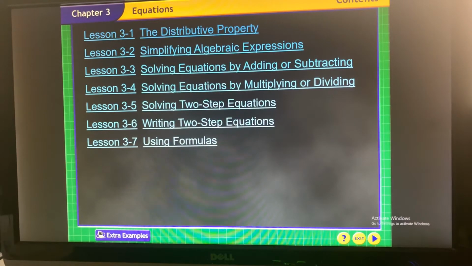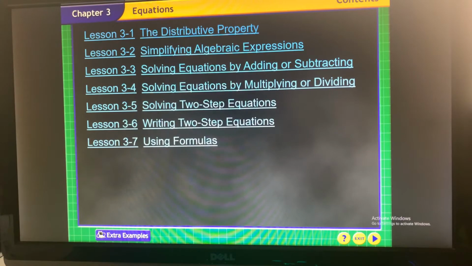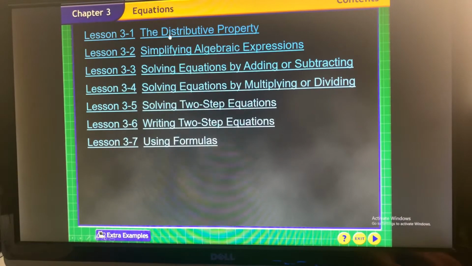Okay, welcome to chapter 3. There are 7 sections that we're going to cover in chapter 3. It's a pretty intense chapter because it takes you through algebra for the first time. So we're going to start with the distributive property right here.